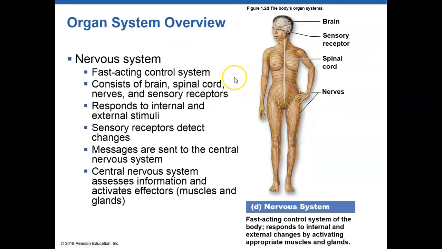The nervous system is one of our two control centers. The nervous system is the fast-acting control center, and it consists of the brain and spinal cord as our CNS, and then all of the nerves outside of the brain and spinal cord are found within the PNS. The function is to take in information and determine how to respond. So it's a very fast-acting control center.